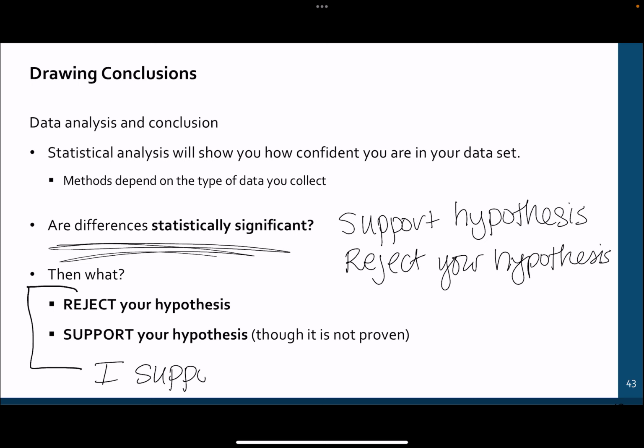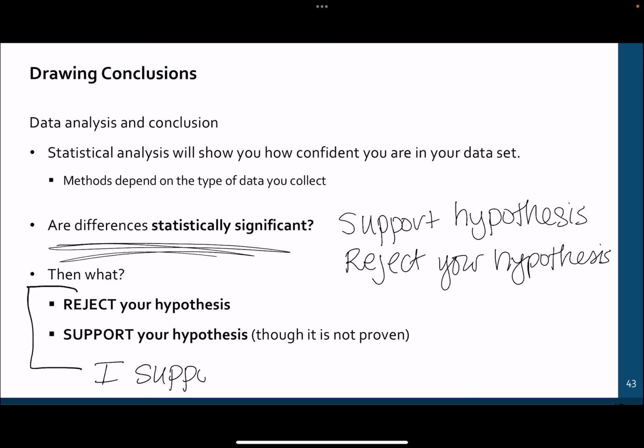Because remember, those uncontrolled variables reduce your confidence, even if you support your hypothesis. So just because you have supported your hypothesis doesn't mean that there were not problems and limitations, and you always need to address those limitations and those uncontrolled variables.